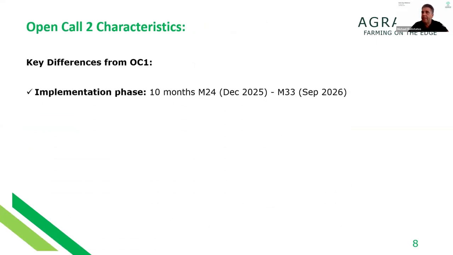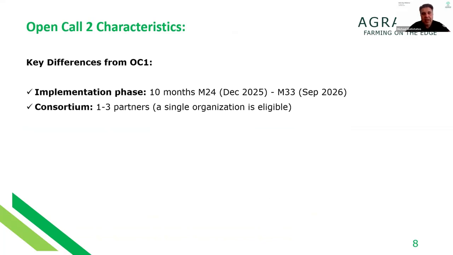Now, the key differences from the previous open call. The implementation phase for this open call is 10 months. The previous open call was 6 months. This time, except from a single organization, we also accept consortium. So the consortium should have a maximum of 3 partners, but a single organization can also apply.